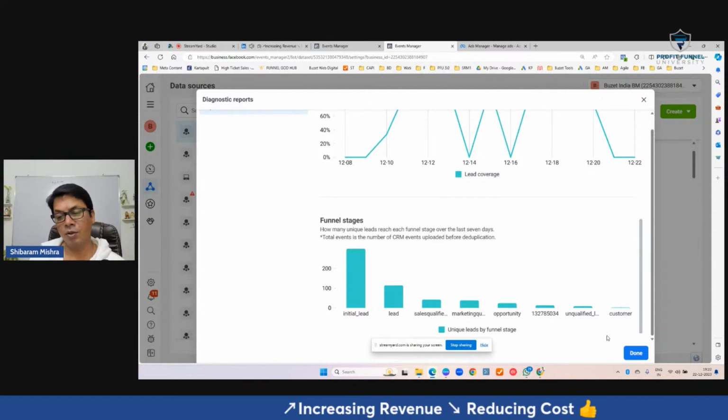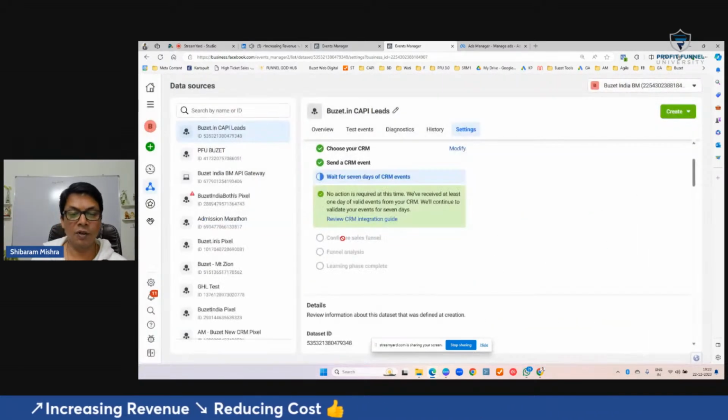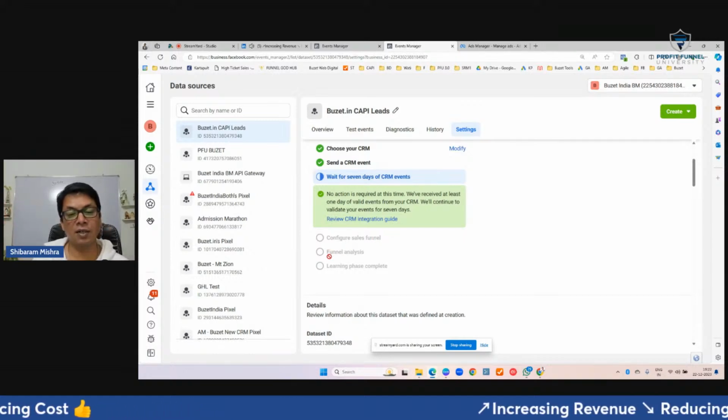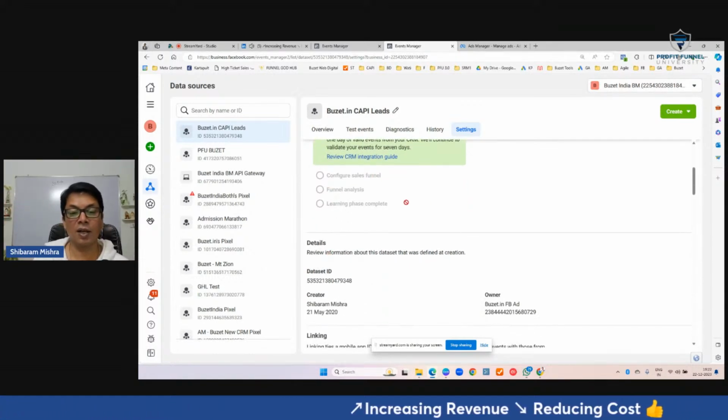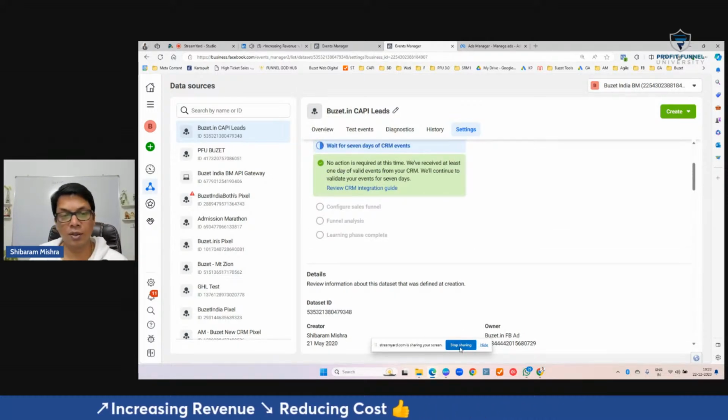Once this learning is complete, I can come back and configure the sales funnel, where I can say which stage comes after which. Then we understand the funnel analysis and the learning phase is complete. Then you get conversion leads. There is an option to run a conversion leads campaign, and that can happen.